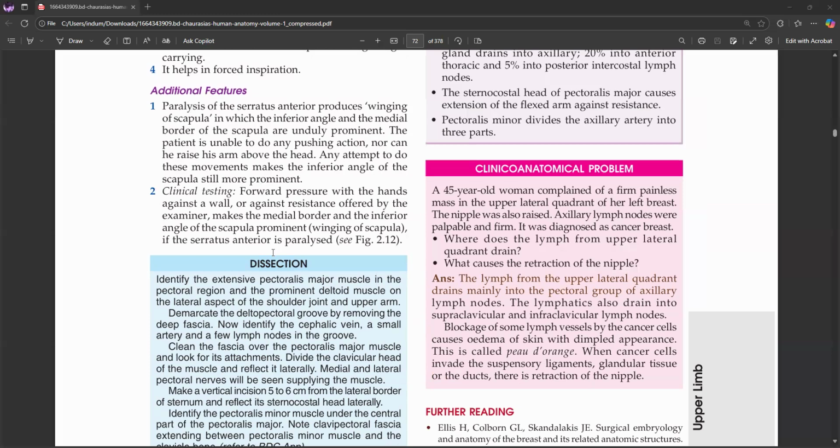Clinical testing. Forward pressure with the hands against a wall or against resistance offered by the examiner makes the medial border and the inferior angle of the scapula prominent, if the serratus anterior is paralyzed.